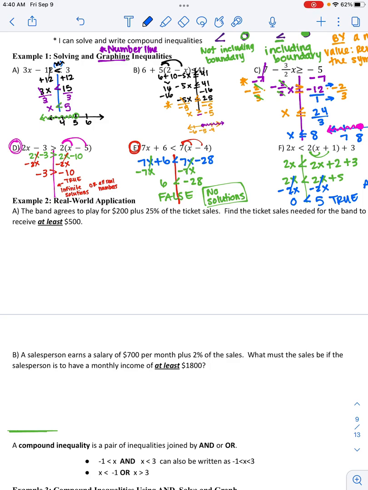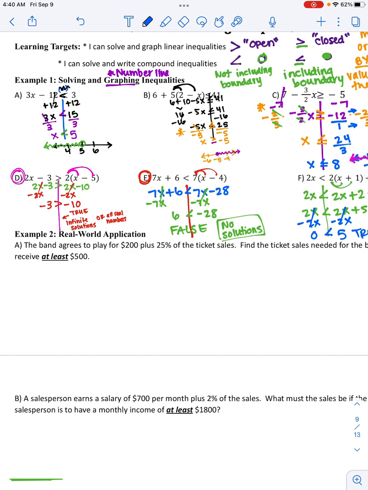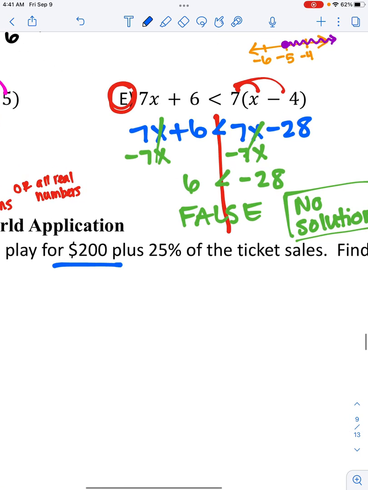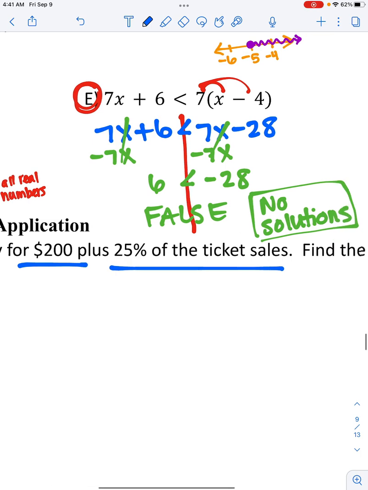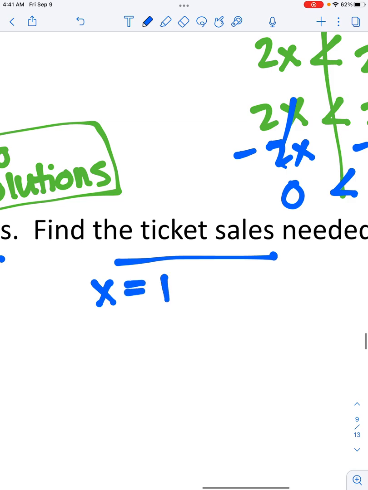All right, so for these applications, we are going to set up inequalities first. So set up things that look like up here and then solve them to answer the question. For any equations and inequalities that we're setting up, we always want to make sure we understand what our variable is representing. So here there's a band playing a show, and they are going to play for a solid $200 plus 25% of the ticket sales. And then we have to find the ticket sales. So what we're looking for is going to be our X.